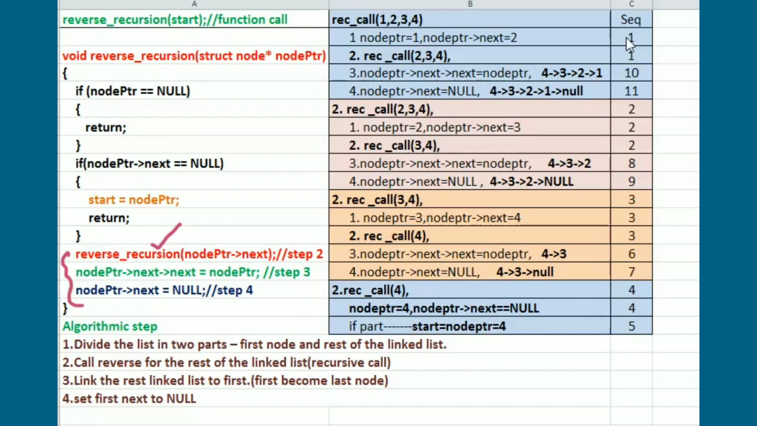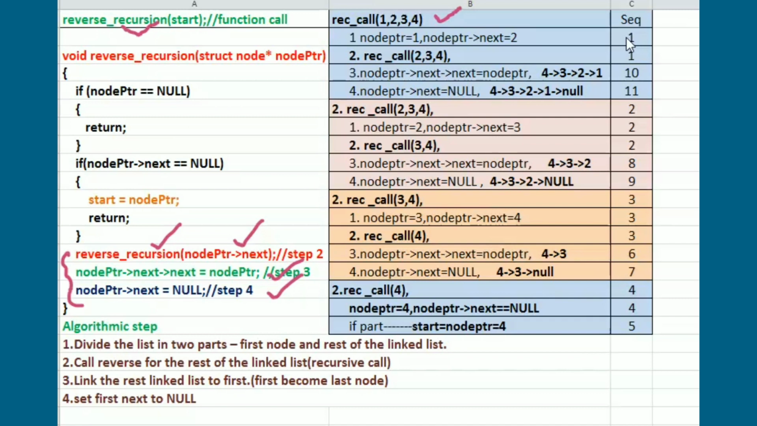First is the recursive call for the rest of the linked list. Second, we link the rest of the linked list with the first node. And the third step is that we set the next to null. We are going to understand these three steps with the help of this simple example. Here I am considering a linked list having elements 1, 2, 3, 4. I will go for this recursive call, that is, I will pass the start of the linked list to this recursive call function.